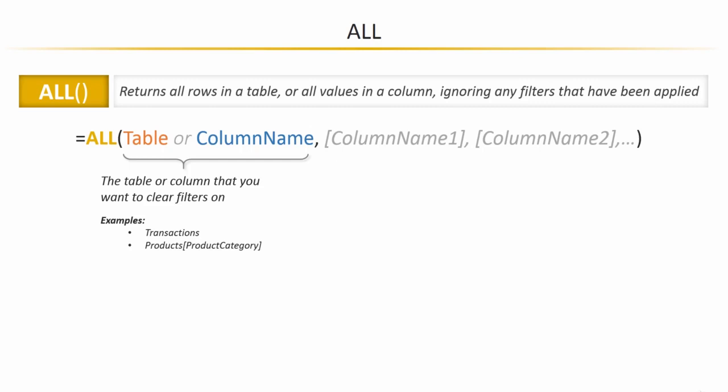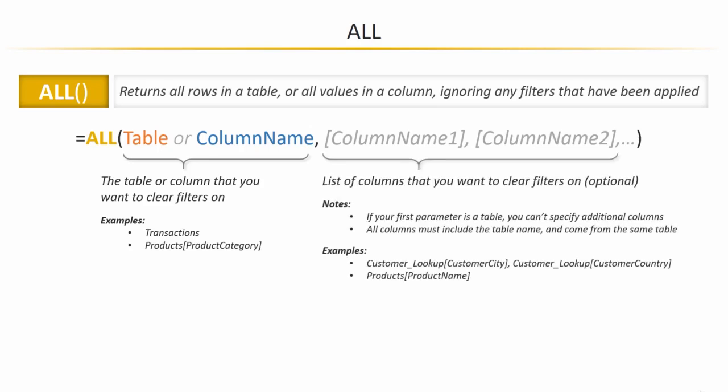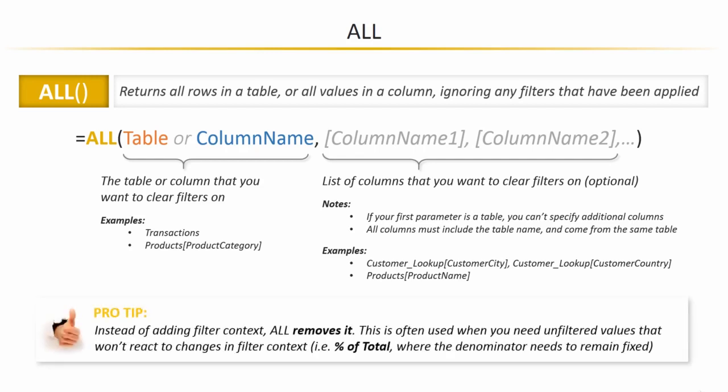Now, the second optional set of parameters or arguments here are column names. So if you've selected a column in your first argument as opposed to a table, you do have the option to list additional columns here that you'd like to clear filters on. The catch is that all of these columns must be fully qualified and include the table name, and they must all come from the same table. So, pro tip, instead of adding filter context or changing it like CALCULATE does, ALL removes it.